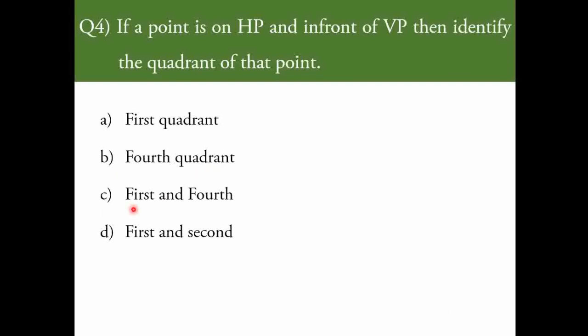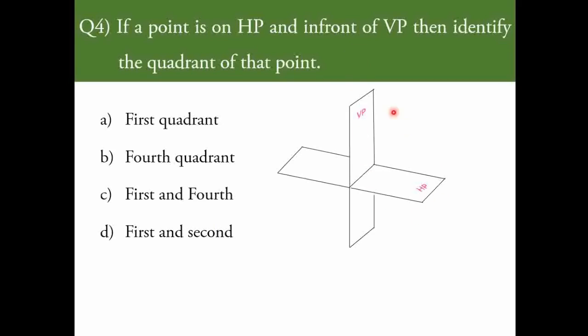Third option, first and fourth quadrant both, and fourth option, first and second quadrant. So once again we will take the reference of the diagram so that it will be easy to understand the question. The condition is: point is on HP and in front of VP. Now suppose we will consider this is the horizontal plane and vertical plane, which indicates the four quadrants.